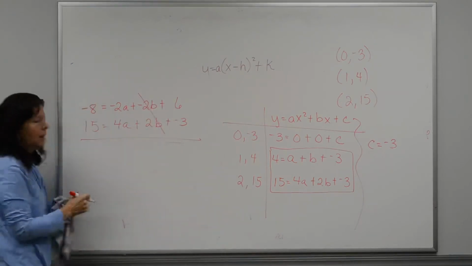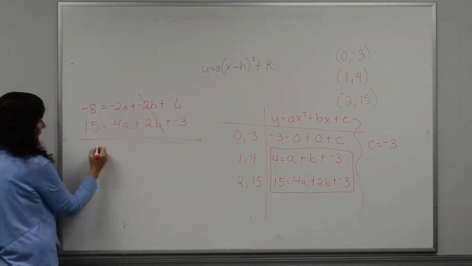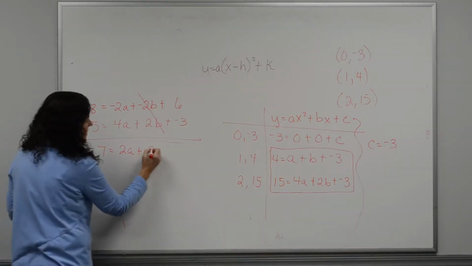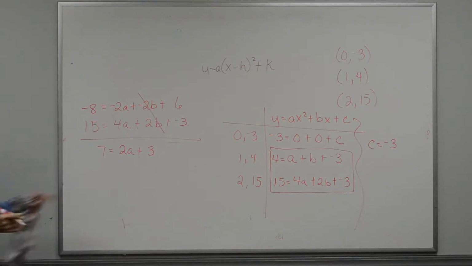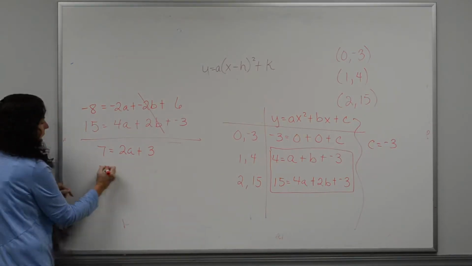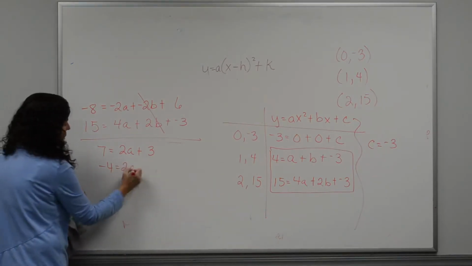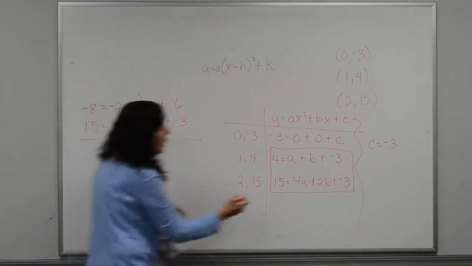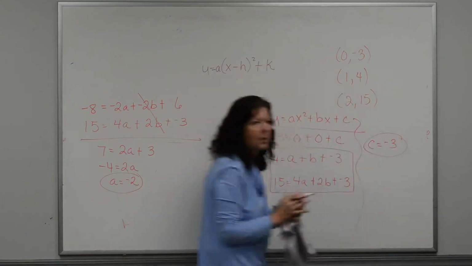The B goes away. So I have a +7 is equal to 2A plus 3, right? Going to subtract the 3, -4 is equal to 2A. A is equal to -2. Okay, so far, I've got 2 of them already.